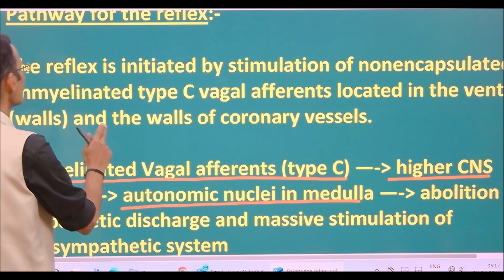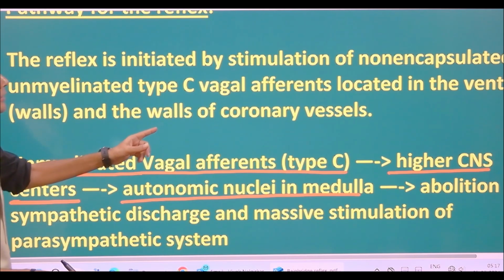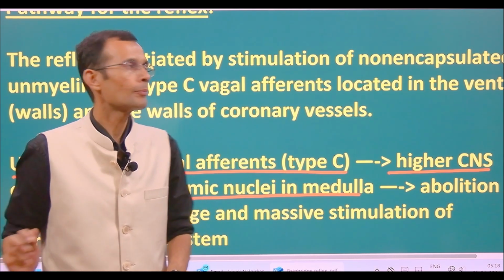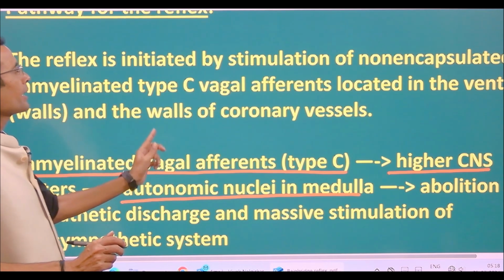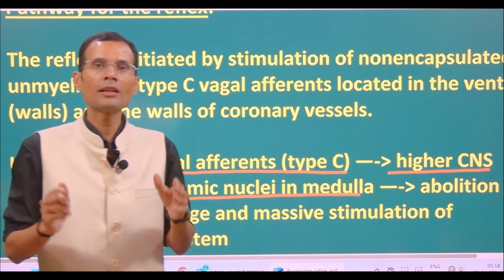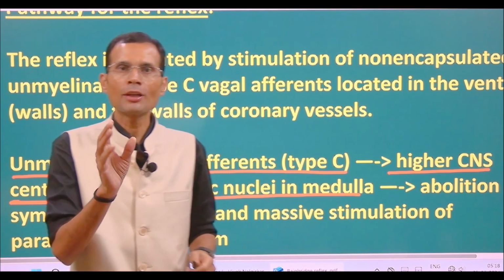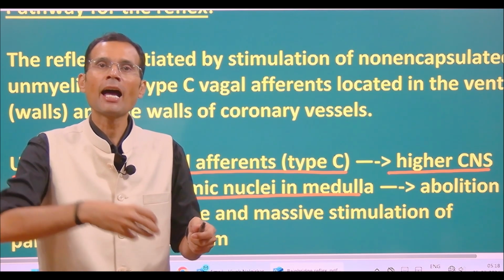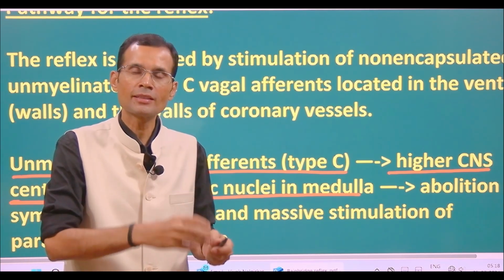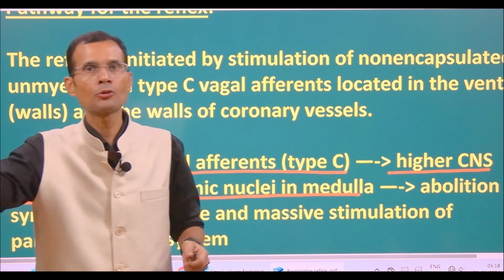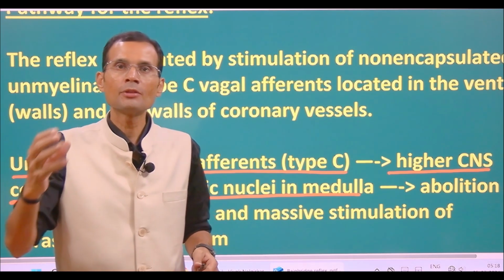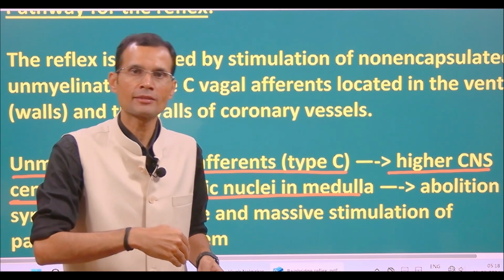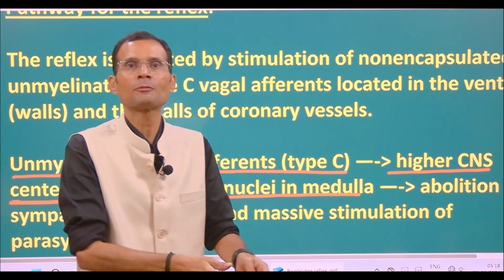In the Bezold-Jarisch reflex, let's see, the reflex is initiated by stimulation of non-encapsulated, unmyelinated type C vagal afferents. So we are looking at three things. What are the receptors and the afferents? They take the signals from the heart to the center. Then there is a center, that's the second part. And what are the efferents that finally produce the response?